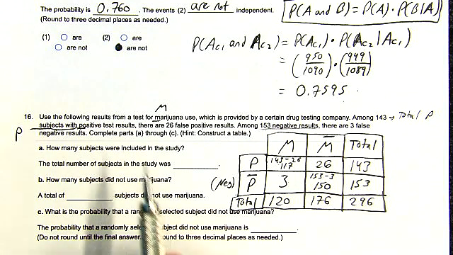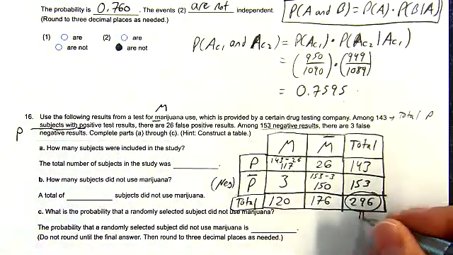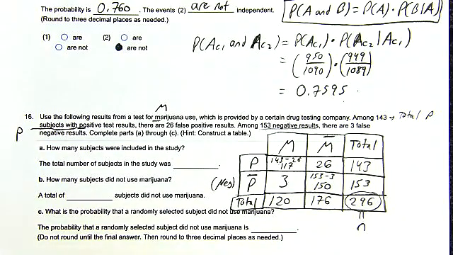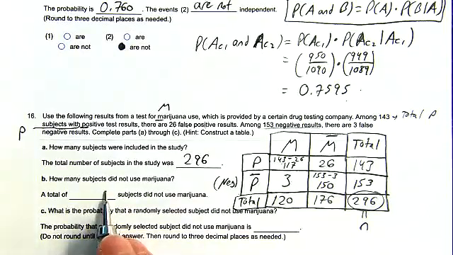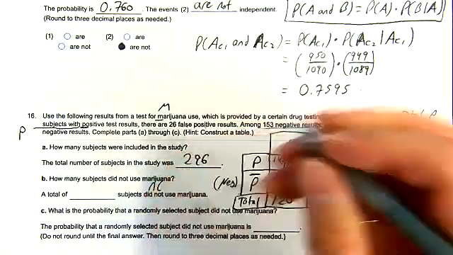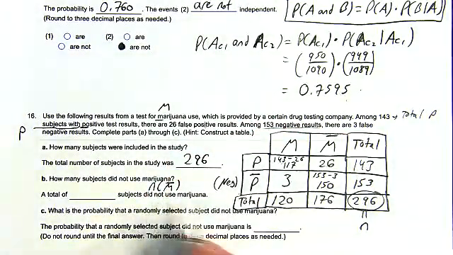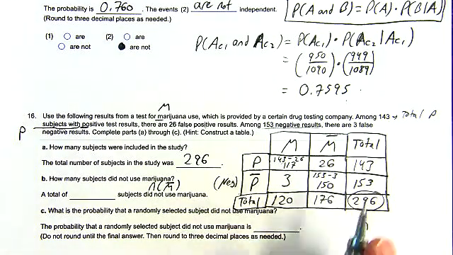So the first question is, how many subjects were included in the study? Well, this grand total here is the same as n, the sample size. So that is how many people were in the study, 296. How many subjects did not use marijuana? So they're asking for the number of people in M complement. It's just the total in M complement, 176.